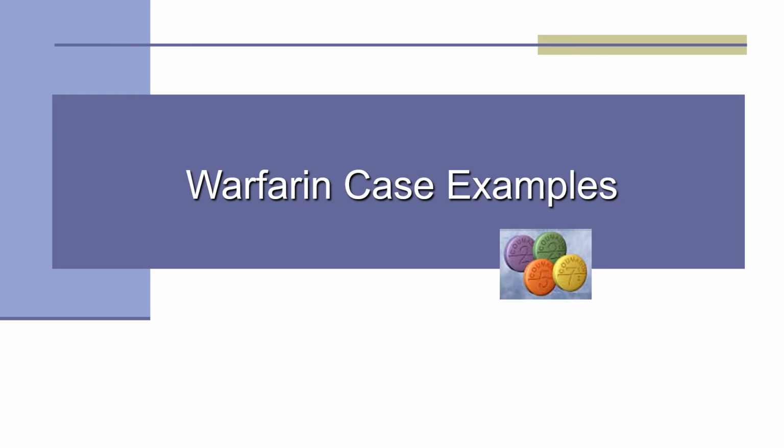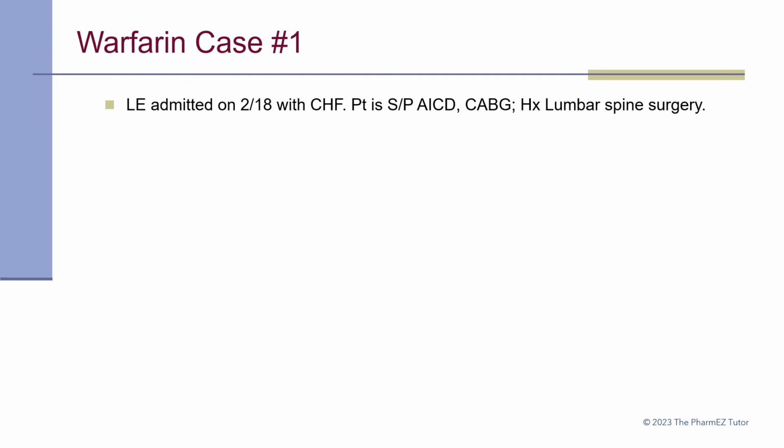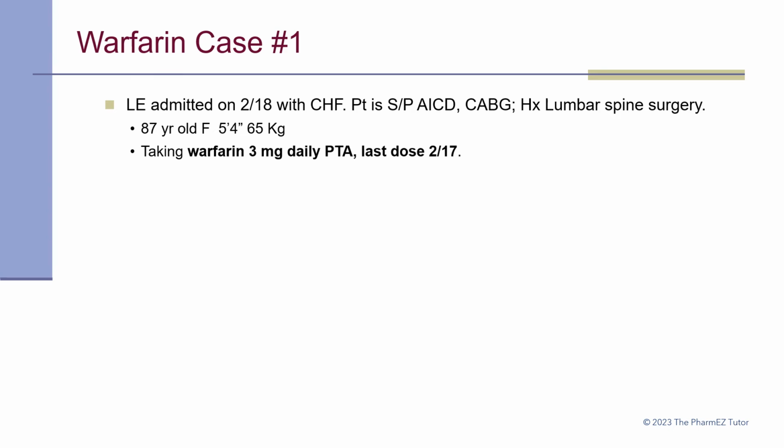Let's go over a few warfarin case examples. Warfarin case number 1. LE was admitted on 2/18 with heart failure. The patient is status post AICD and CABG and has a history of lumbar spine surgery. She's 87 years old, 5 foot 4 inches, 65 kilograms. She's been taking warfarin 3 milligrams daily prior to admission, her last dose on 2/17. She's on warfarin because of a mechanical heart valve with an INR goal of 2.5 to 3.5.